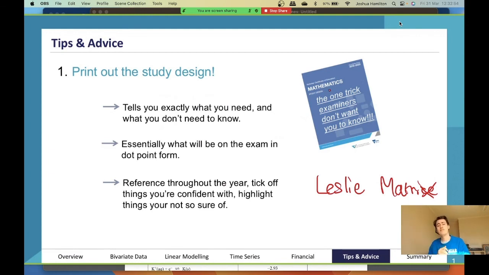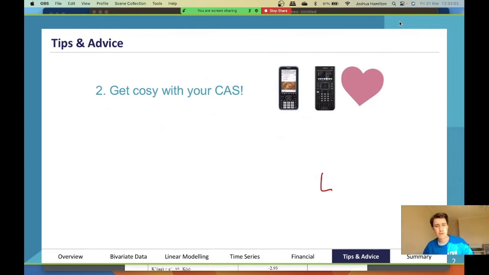It is a new study design. It is just important you read through it. They have reworded a few dot points as well. It hasn't necessarily changed the content, it's just the rewording of them. Get really cozy with your Casio.